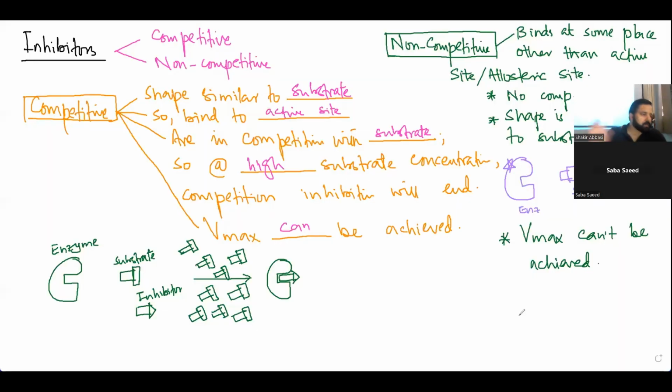Competitive, because there is a competition between the inhibitor and the substrate. The inhibitor has a similar shape to the substrate, yes, similar shape. The complementary shape to the active site is the substrate. But if you provide too much, let me show you what we wrote before you came. Okay, let's have this diagram.